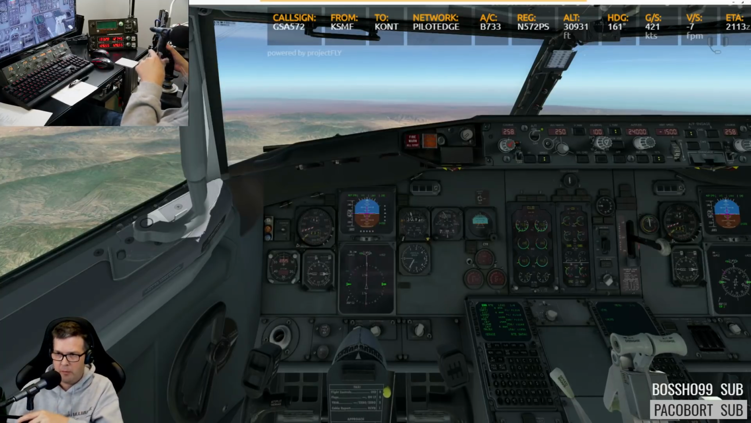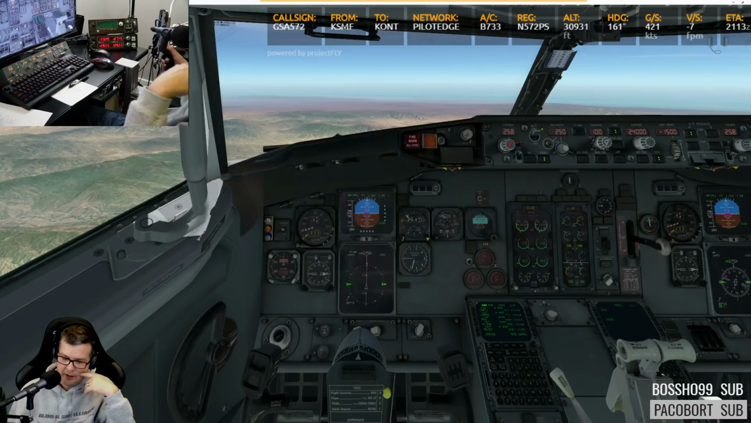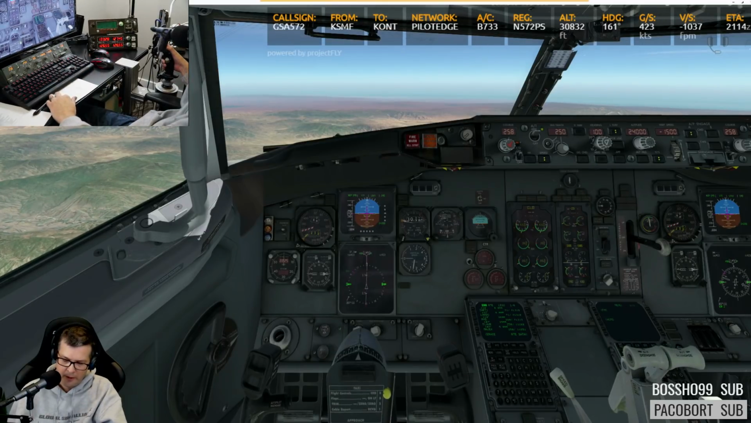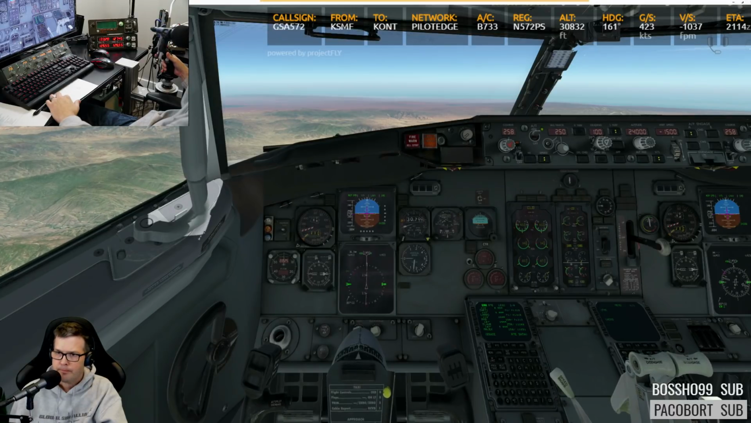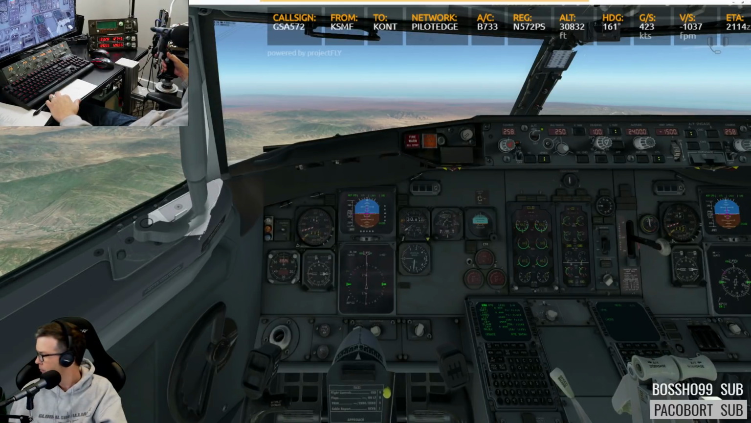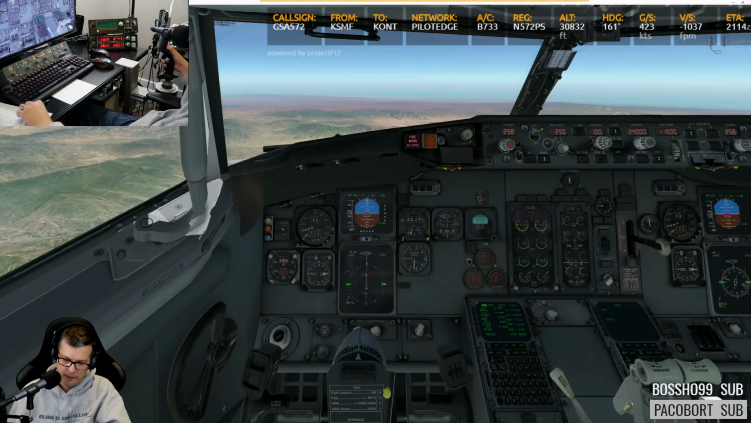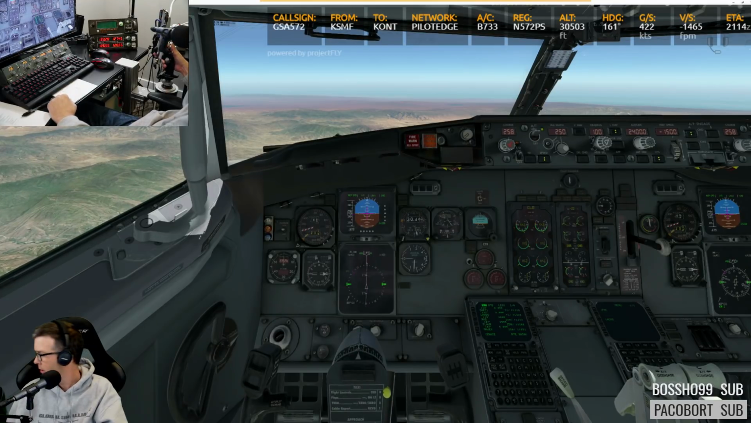Los Angeles Center, Global 572, coming out of 310. And did you want us to maintain 240 10 miles before Palmdale? That's affirmative, cross 10 miles northwest. 10 miles northwest of Palmdale. We will maintain 240 out of 310 now, Global 572.